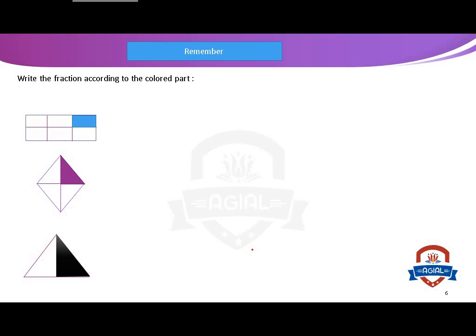Who can write the fraction according to the colored part? To write any fraction, we write a dash of fraction, and write the total parts we have. Count with me. 1, 2, 3, 4, 5, 6. So we write 6 in the denominator. Okay, in here, how many equal parts we have? 1, 2, 3, 4. So we write 4 in the denominator. In here, how many equal parts we have? Excellent, 2. So we write 2 in the denominator.